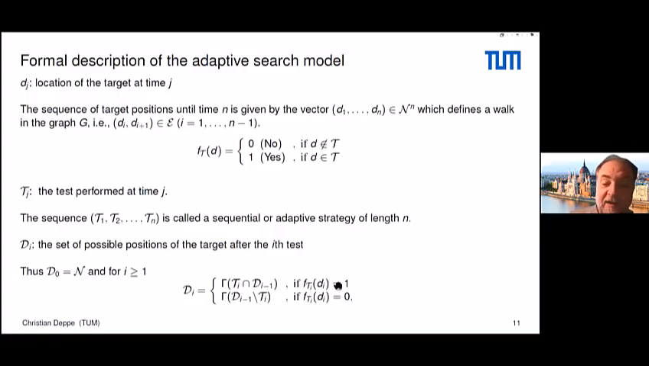So if the answer is 1, if our test was successful and it says the element is in this test region, then of course we can intersect the test region with the set of possible positions before. But because the element can move by 1, we have to look at the neighborhood of these vertices. And of course, the other way around, if the test is negative, then we have to look at the complement. Is it clear, or are there already some questions? If you have some questions, please ask in between.